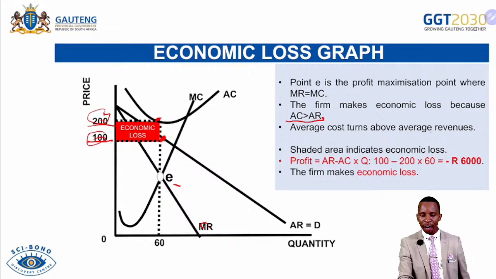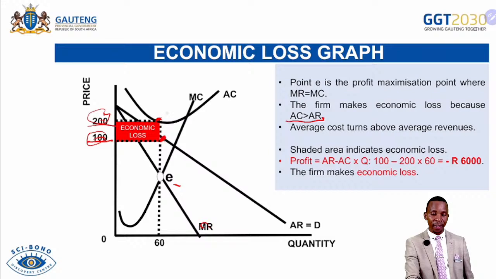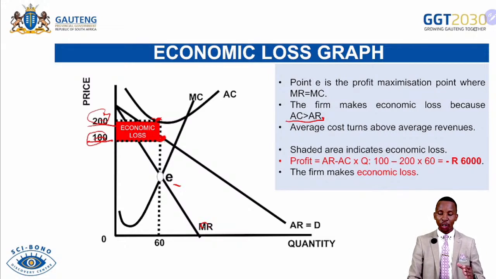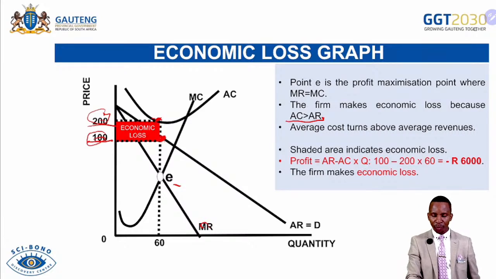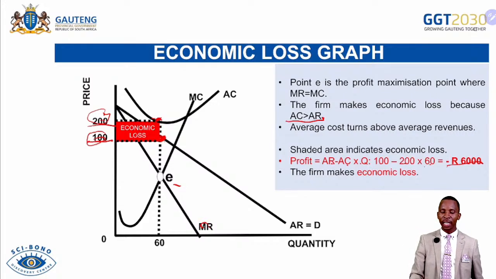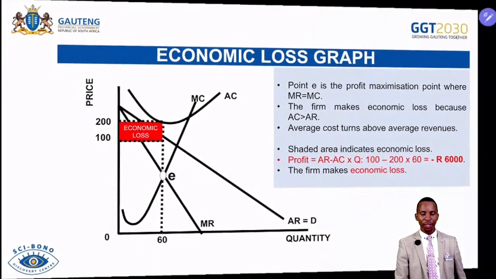Average cost turns above average revenues. Then AC is just above that. That means if AC is above revenues, which are here, then the firm is making economic loss. The shaded area indicates the economic loss because you can see costs are above. As a result, you can see the profit is calculated, and it becomes negative 6,000, because (AR minus AC) times Q equals (100 minus 200) times 60 equals negative 6,000, meaning the firm has a loss of 6,000. Then the firm is making economic loss because average revenues are lower than average cost, or average costs are greater than average revenues.